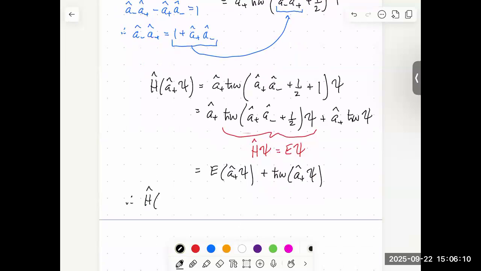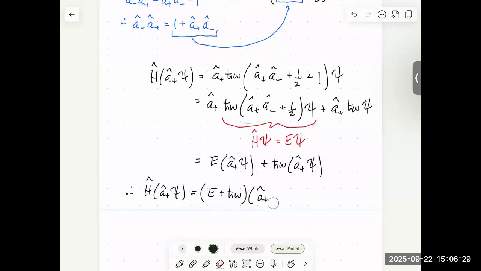H hat acting on A plus psi is equal to, we have a common factor here, A plus psi. So this is equal to E plus H bar omega, times A plus psi. Okay, this is the result that we wanted to get.